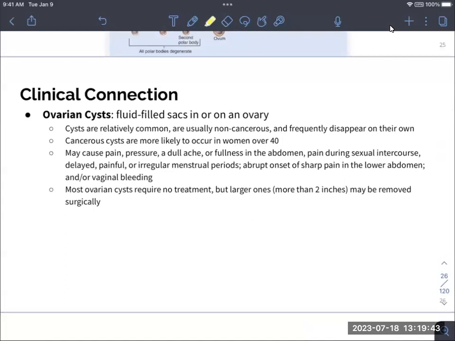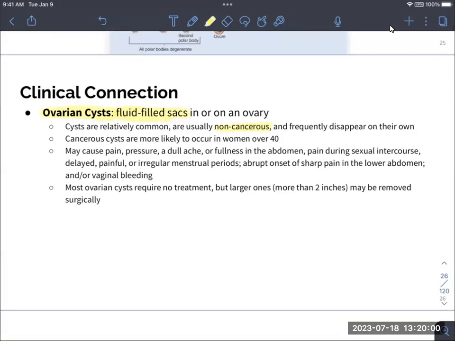Ovarian cysts. Ovarian cysts are little fluid-filled sacs that can be found in or on an ovary. They're pretty common. They're usually non-cancerous, and they tend to disappear on their own. In women over 40 is when we start to see more cancerous cysts develop. It can cause pain, pressure, ache. It can cause more of a fullness in the abdomen. They can also feel pain during sexual intercourse. Delayed, painful, or irregular menstrual periods because of these ovarian cysts.